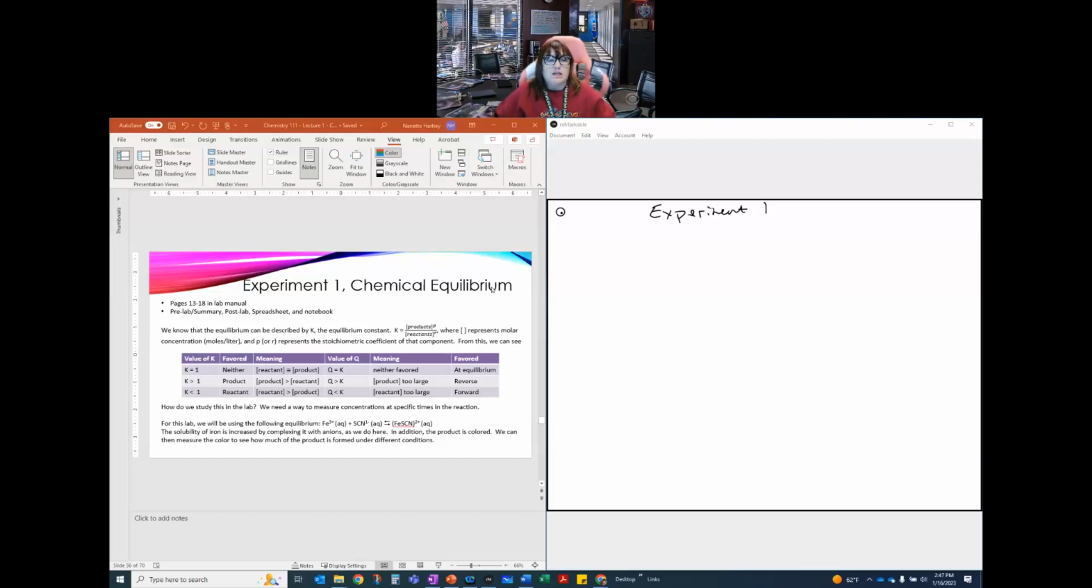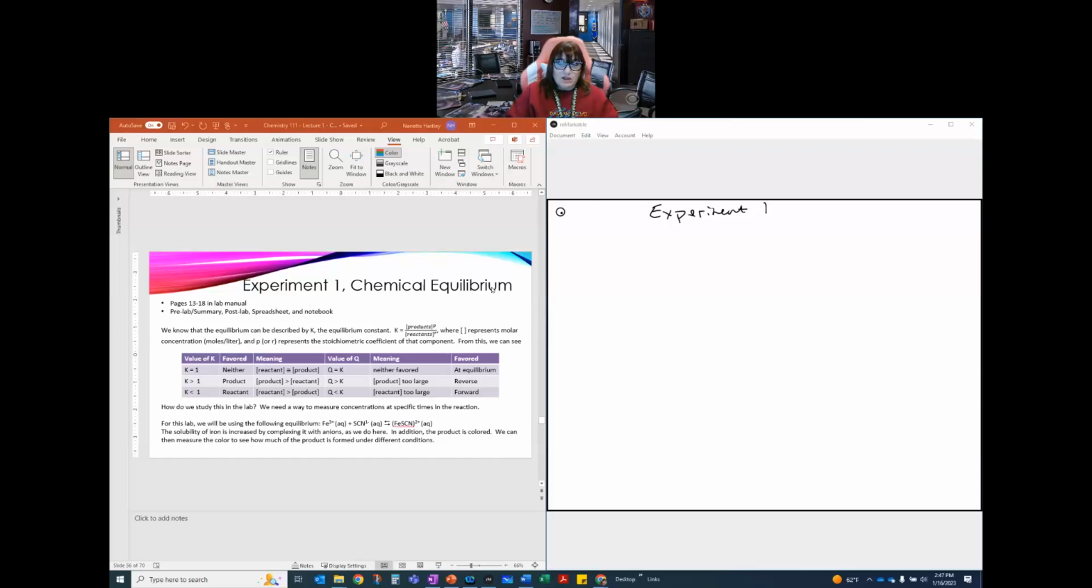So let's see. We know that the equilibrium can be described by K, the equilibrium constant, and that's products over reactants raised to their stoichiometric coefficients, where concentration represents molar concentration, moles per liter, and P or R represents the stoichiometric coefficient of the component. From that, I can see that if K equals 1, I have roughly the same concentration of reactant and product. We talked about that. If K is greater than 1, then my products are greater than my reactants. And if K is less than 1, the reactants are greater than the products.